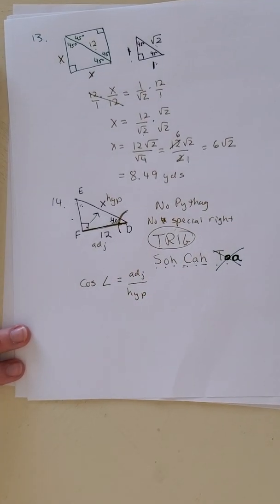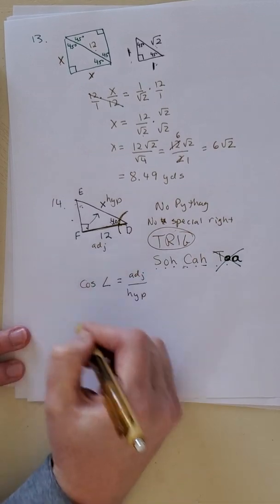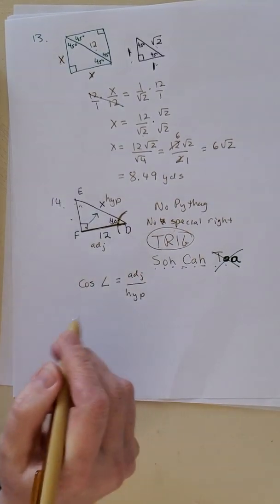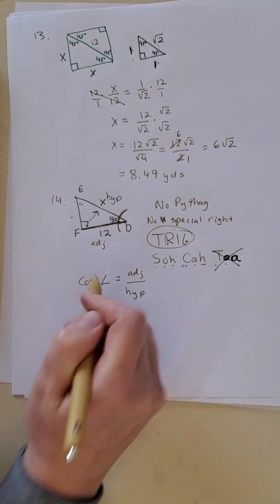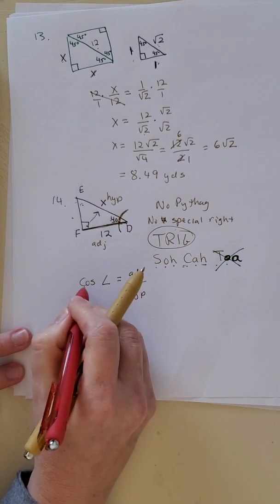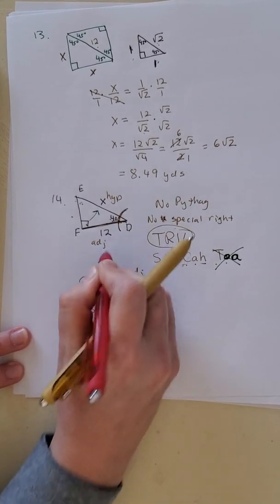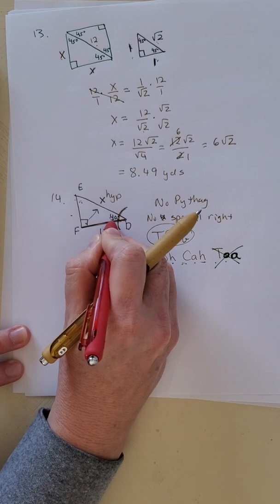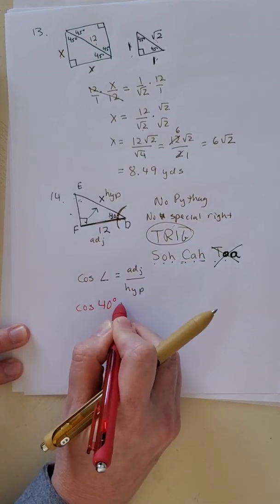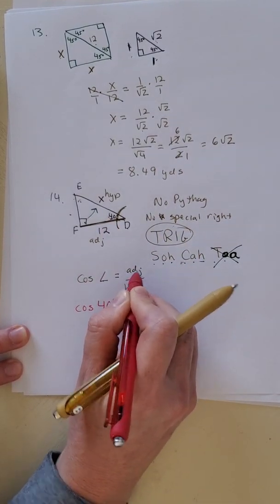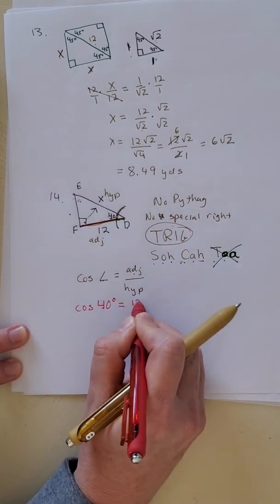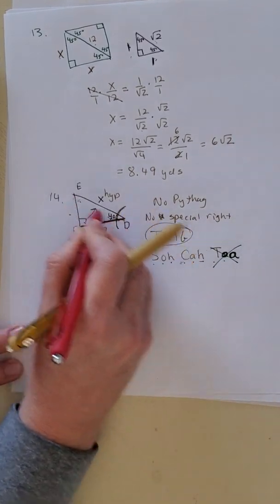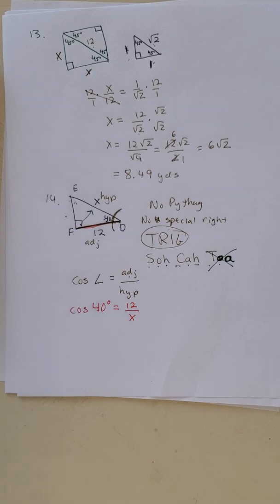I know a lot of people keep skipping this step. Quit skipping writing the equation. Specifically, not necessarily this step, but the next step, which is cosine of my angle, 40 degrees, equals adjacent, my adjacent side is 12, over the hypotenuse, which is my unknown.